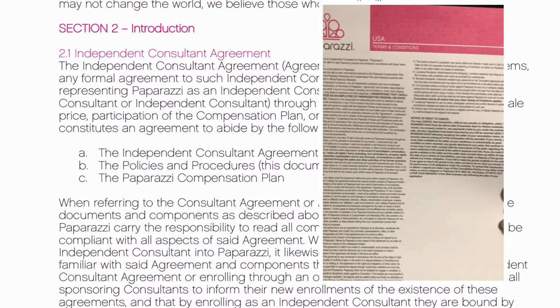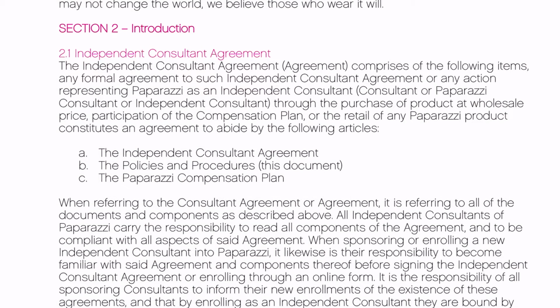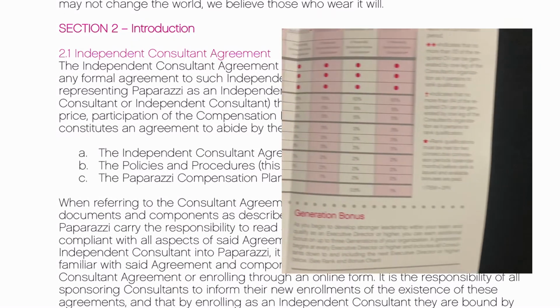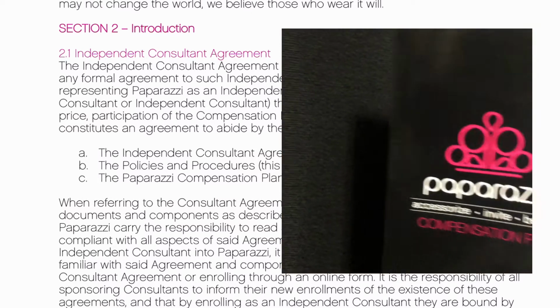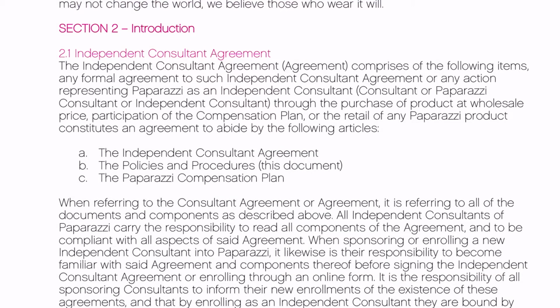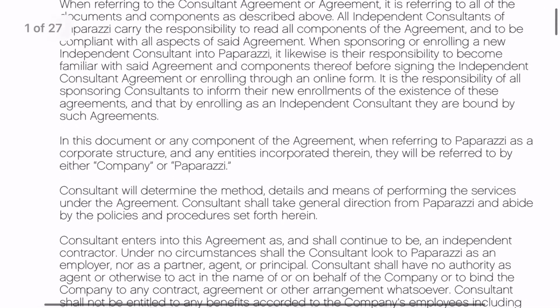As the first sentence says, the independent consultant agreement comprises the following items, and the Paparazzi product constitutes an agreement to abide by the following articles, A, B, and C. A being the independent consultant agreement, B being the policies and procedures, which is this document, and C being the Paparazzi compensation plan. Now, if you refer to the consultant agreement, it's basically all the documents and components put together. So that's it in a nutshell.